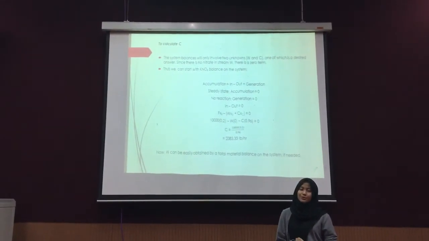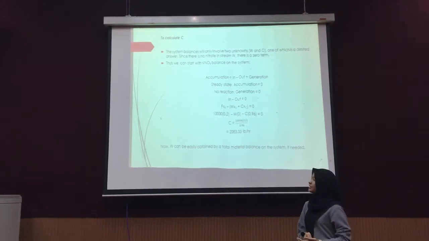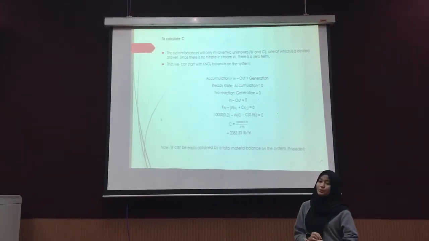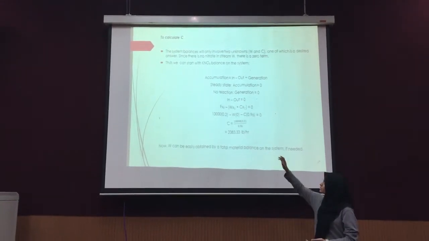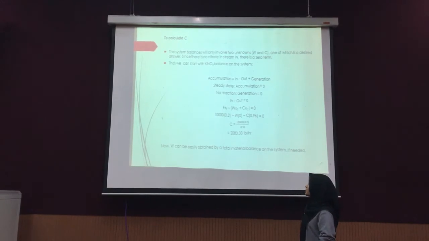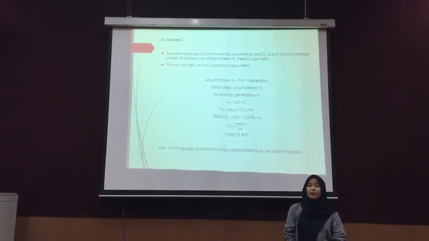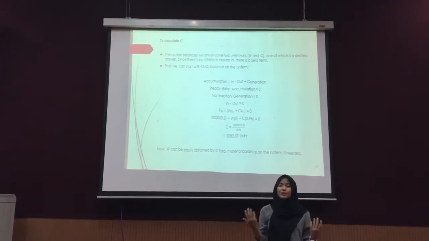We substitute with the values, where in is F, and out is W plus C, equals 0. After we substitute the values, we get C. C is 2083.33 pounds per hour. After we get C, we can calculate W easily.